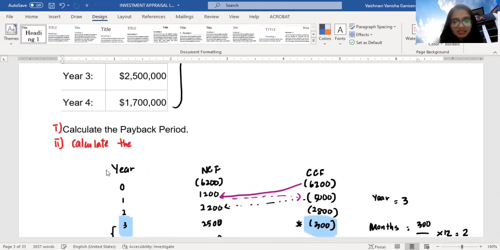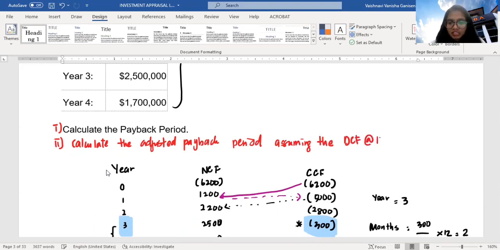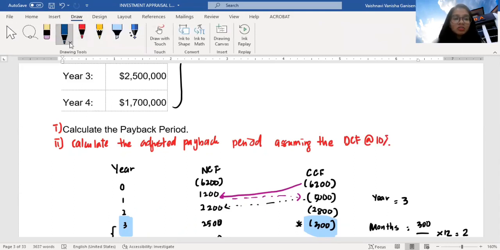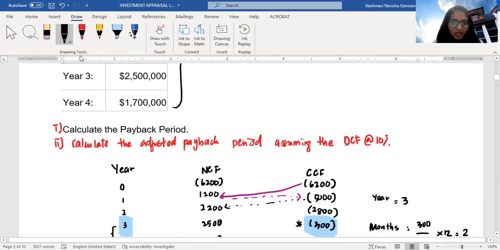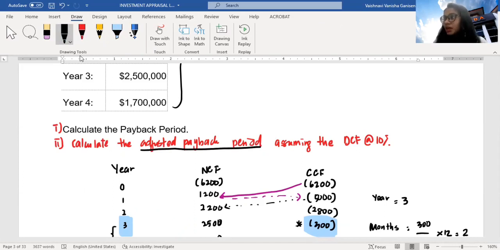the adjusted payback period, assuming the discount factor is 10%. So like I told you, the examiner will give you the discount factor. All you need to do is to calculate what is the payback period, but when you incorporate time value of money. So adjusted payback period.